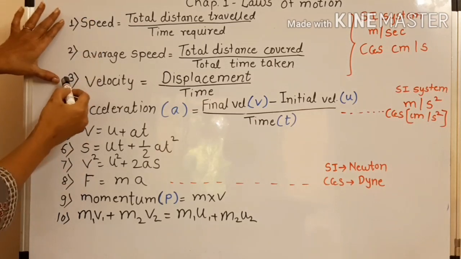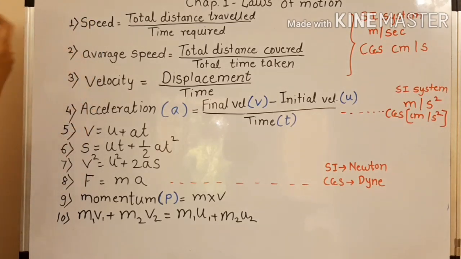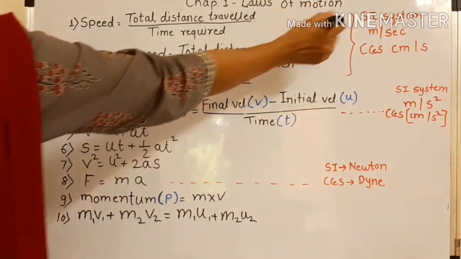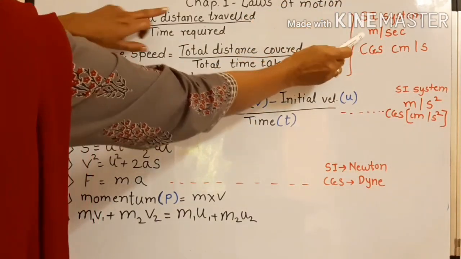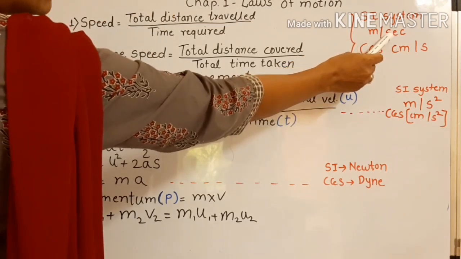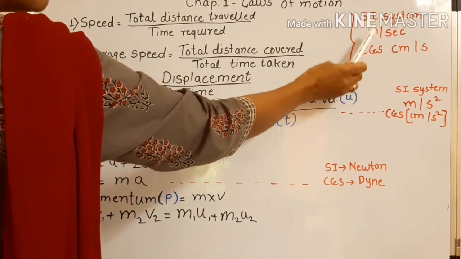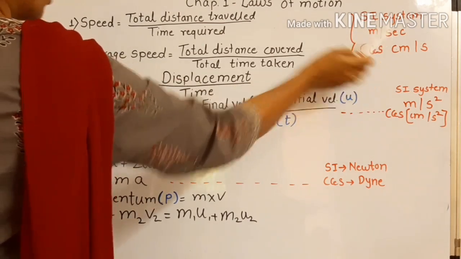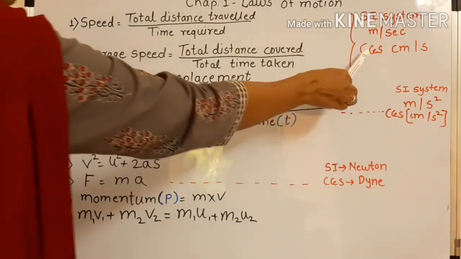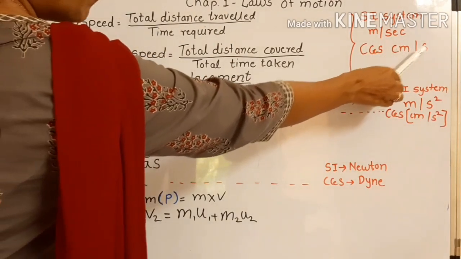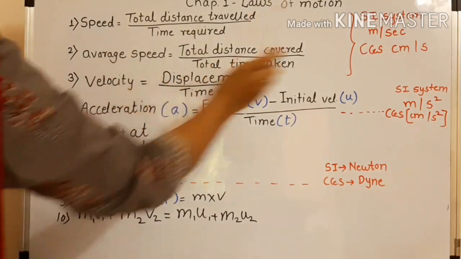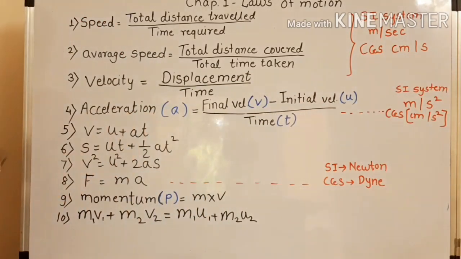For all three formulas, the units which we are going to use are written on the right hand side. In the SI system, distance or displacement is measured in meter and time in second, so the unit is meter per second. This is the unit for speed, average speed and velocity. Similarly in the CGS system, it is centimeter per second.